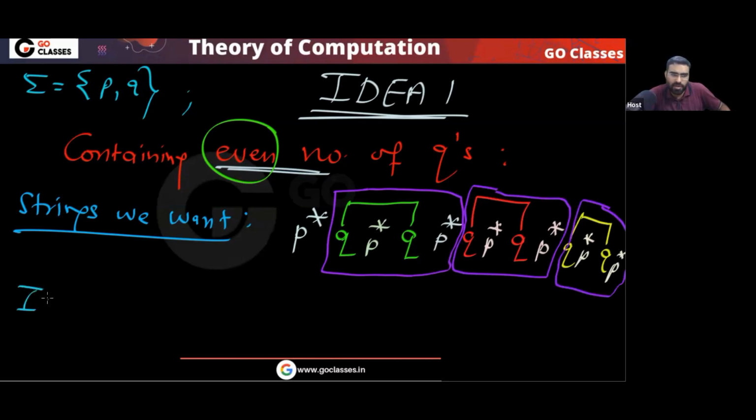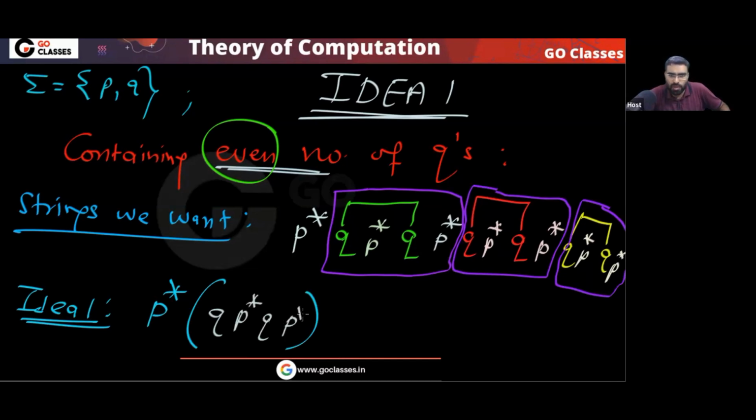So in idea number one, what is the answer? Idea number one will give you this answer: p star, and this box is repeating. This box q, p star, q, p star is repeating any number of times. So this is your idea number one answer. Is this clear? Please tell me.